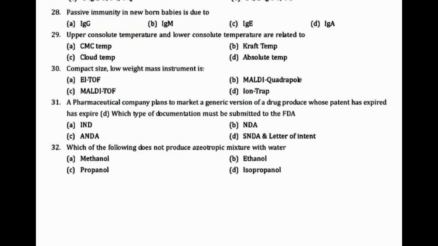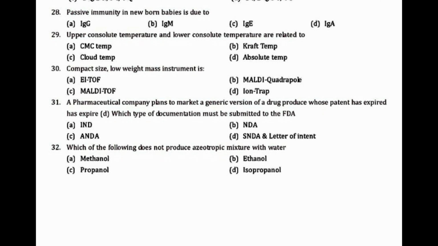Going to the next question, question number 32. Which of the following does not produce an azeotropic mixture with water? So we need to know what azeotropic mixtures are. Azeotropic mixture means it is a mixture of substances that have the same concentration in vapor and liquid phase. Or we can say that an azeotropic mixture has a constant boiling point. Vapor has the same composition as that of liquid. Example of a positive azeotrope is 95.63% ethanol and 4.3% water. It boils at 78.2 degrees Celsius.